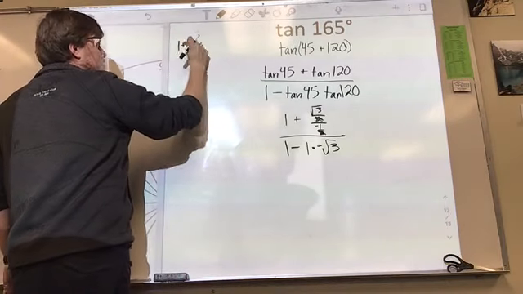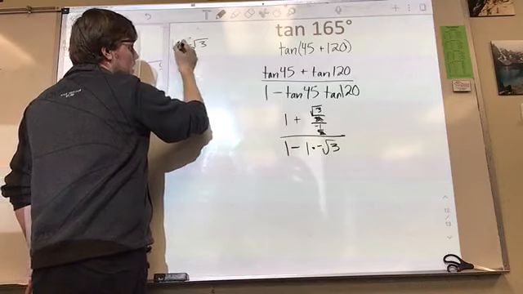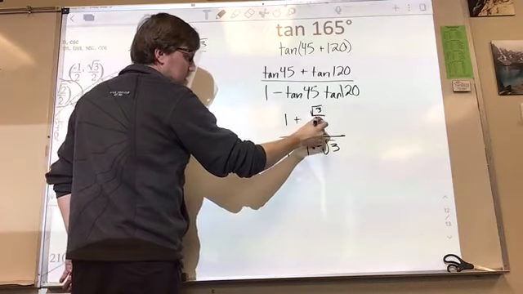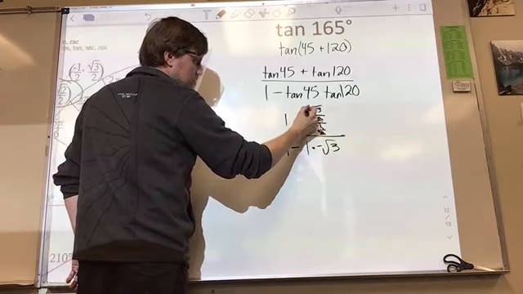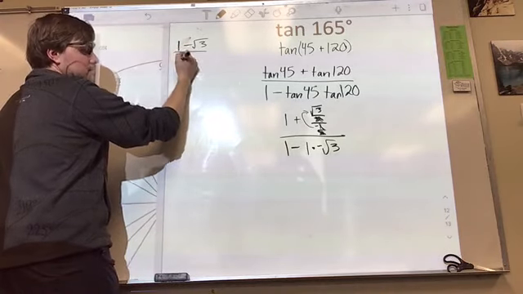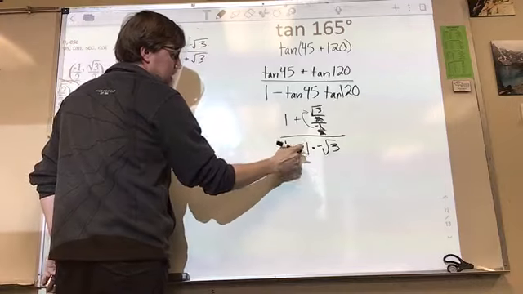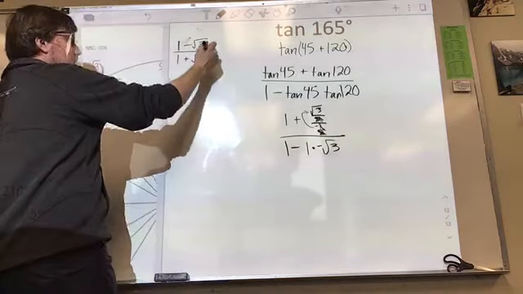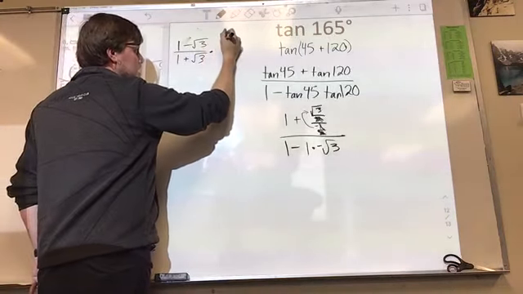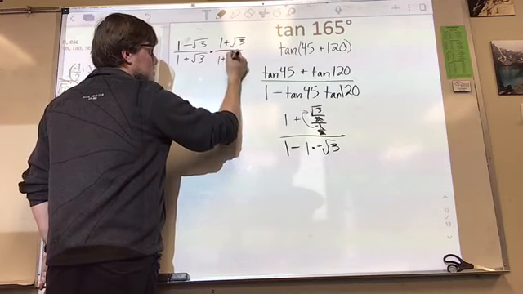1 minus root 3, because that's negative, so 1 minus root 3 on top of, so again, that's because this canceled and that negative went up, on top of 1 plus root 3, because minus a negative. Okay, we're going to multiply by the conjugate, so 1 plus root 3 over 1 plus root 3.